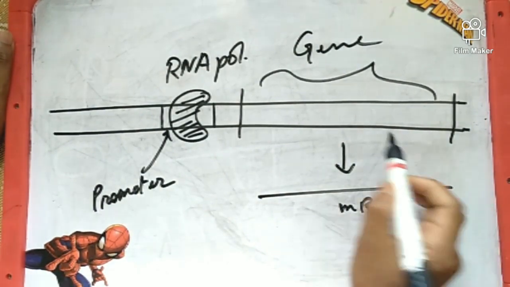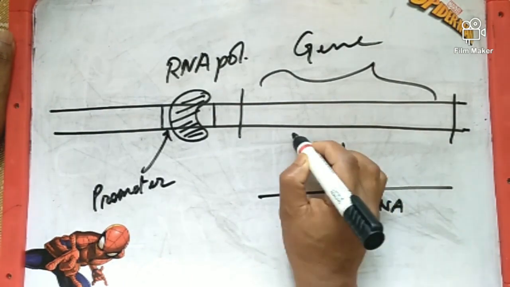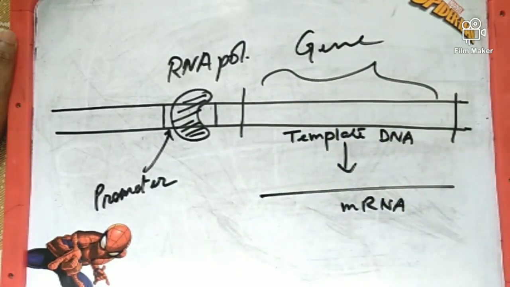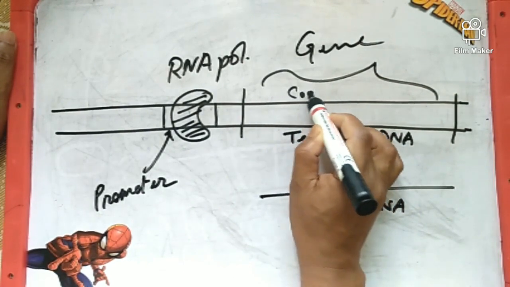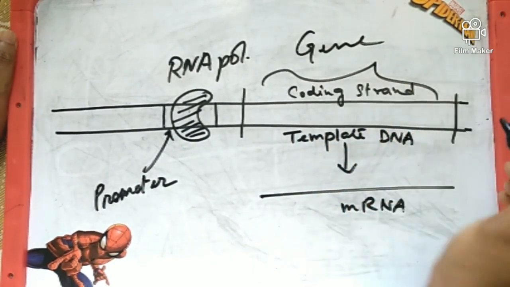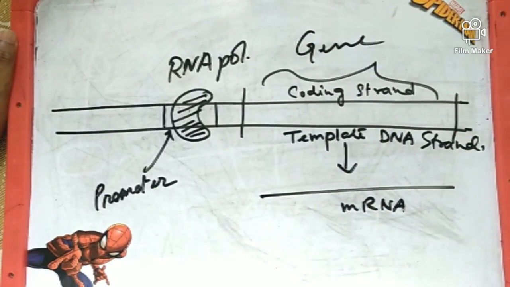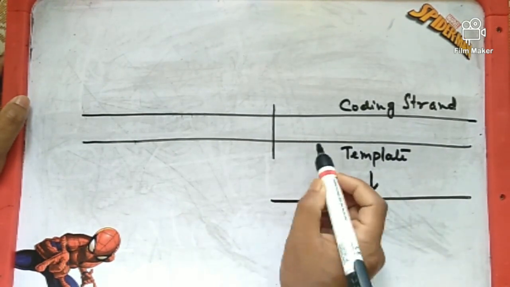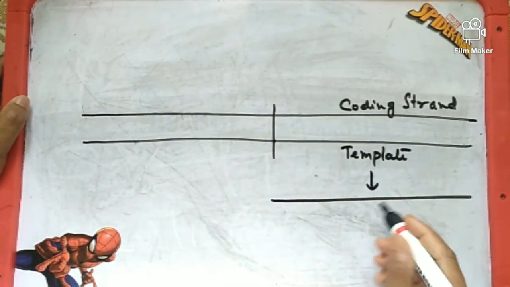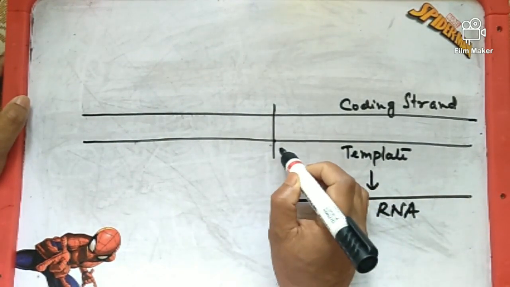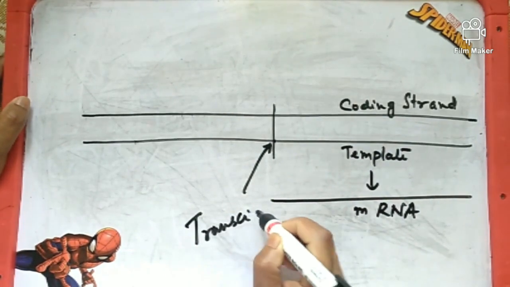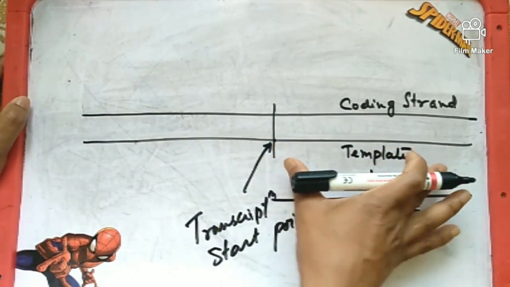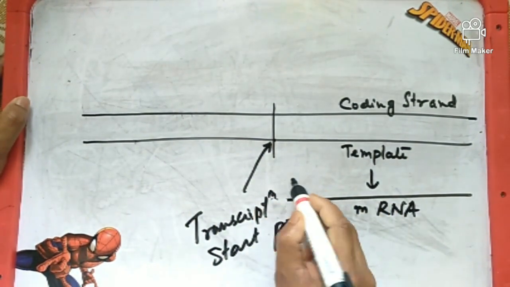mRNA. The strand from which the mRNA is copied is called the template DNA strand, and the opposite strand of the template is known as the coding strand. The exact location from which the copying of mRNA starts, for example from this point, is the transcription start point, and from this point the template DNA sequence is copied as an mRNA sequence.